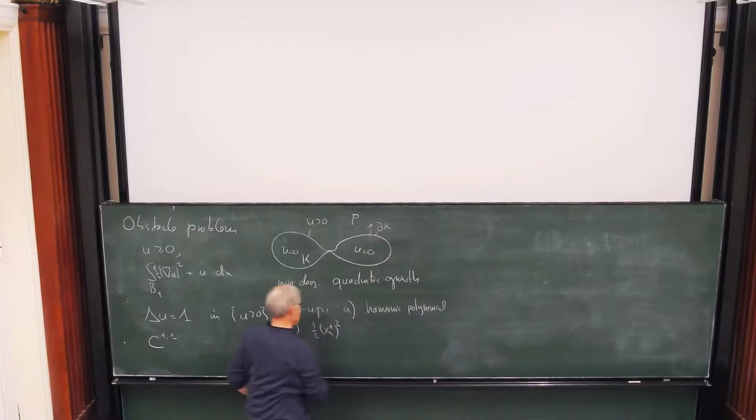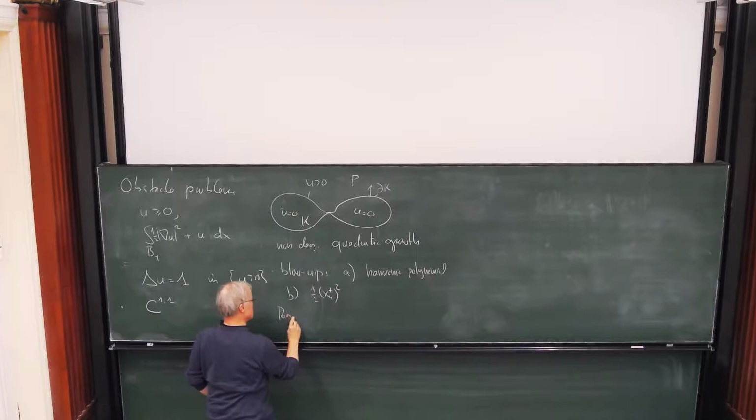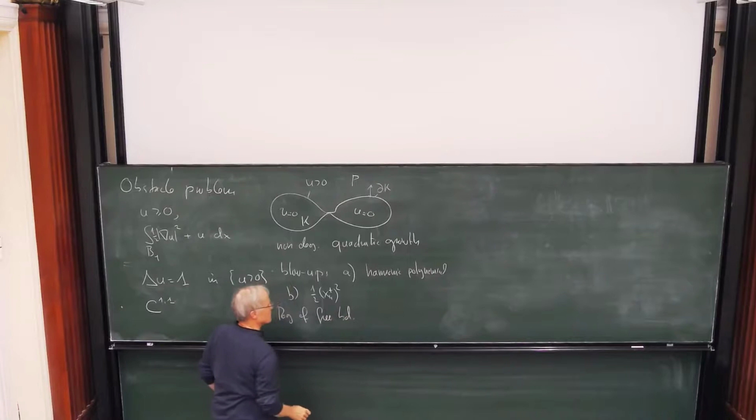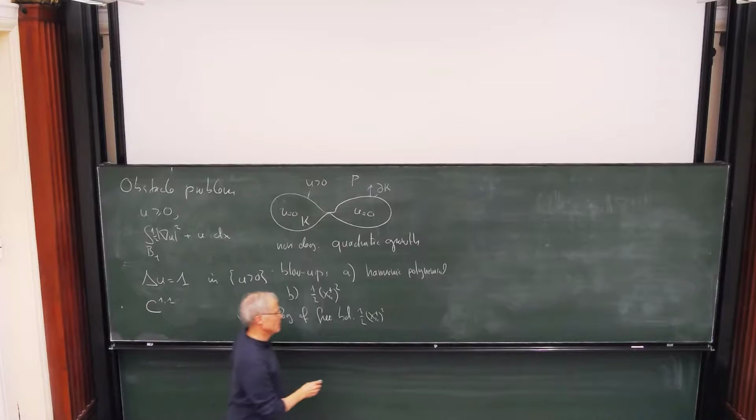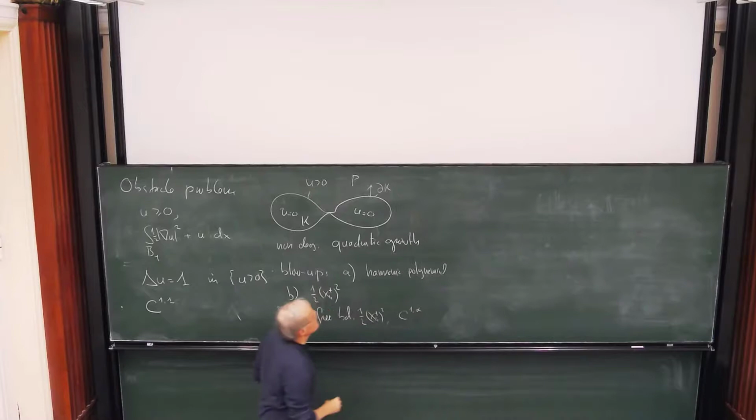Well, the next step is usually to look at the regularity of the free boundary at a point where we have this 1/2 (x_n plus) squared blow-up. And then there are Harnack inequality arguments which give C^{1,α} for some positive α for the free boundary here. This is the starting point for higher regularity.